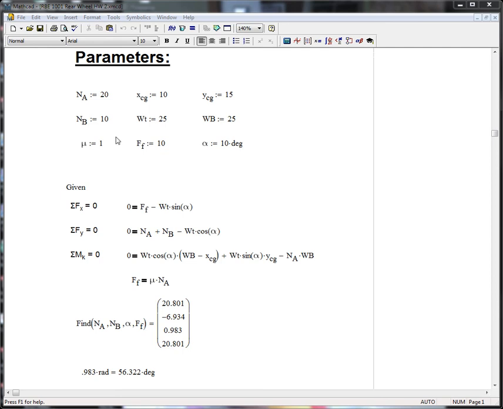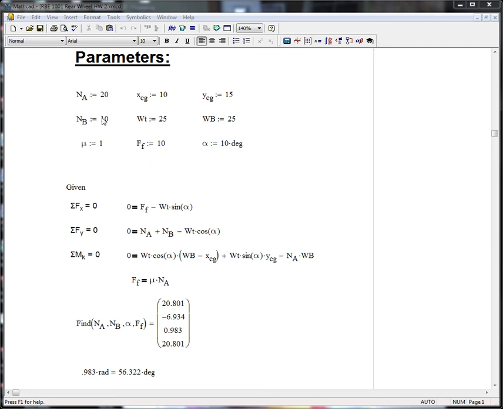And N sub A is the normal force on the rear wheels, N sub B is the normal force on the front wheels. The moment, this point K is actually at the bottom of the front wheel. So the important thing here isn't so much what it represents, although if you've done 1001, you've basically done this problem.